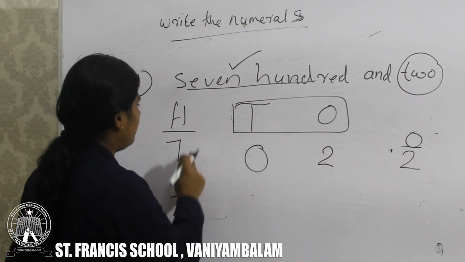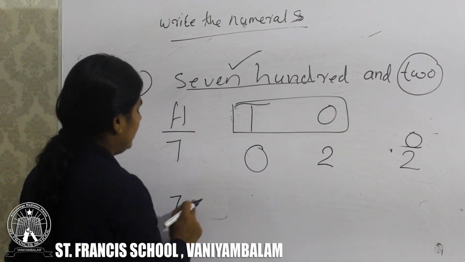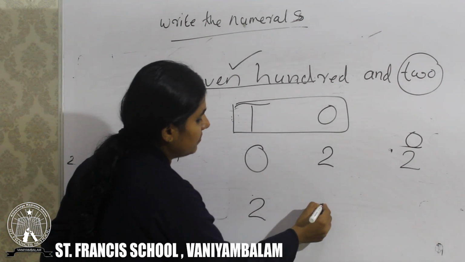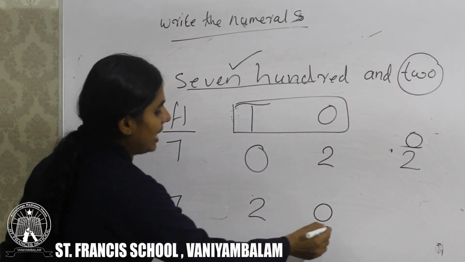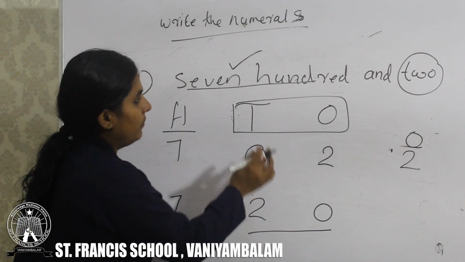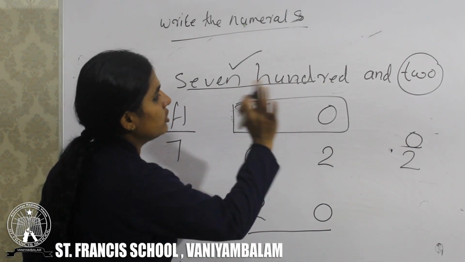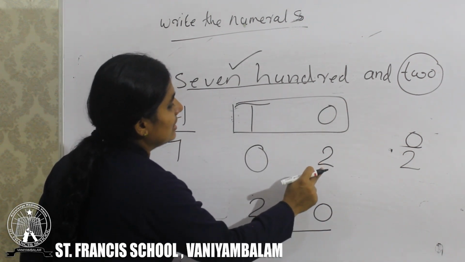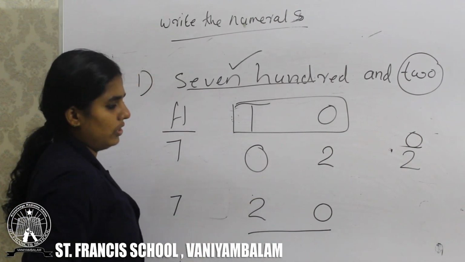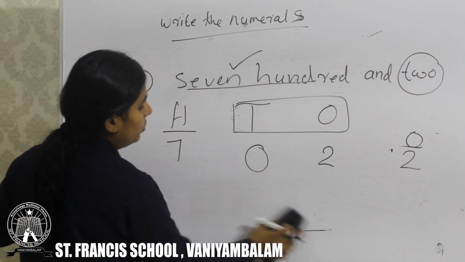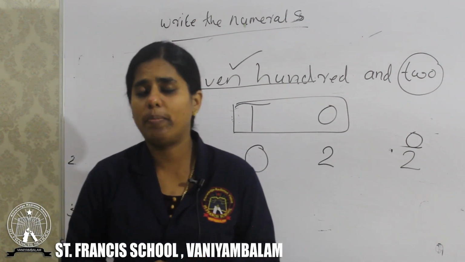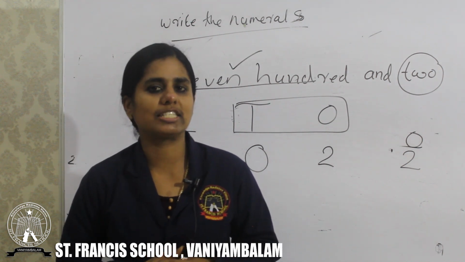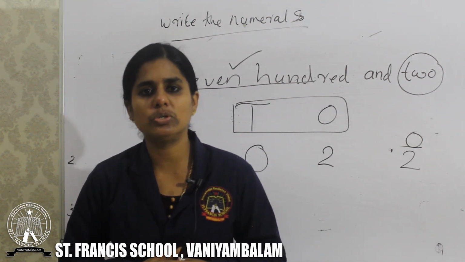Don't write this way. Suppose you write here in the hundreds place 7, then in the tens place 2, then in the ones place 0. This means what? 720. Your answer is wrong. We want 702, only 2. That means 702. In the ones place we want to write 2, in the tens place we want to write 0. Okay, 702. Children, I hope you understand how to change number names into numerals.